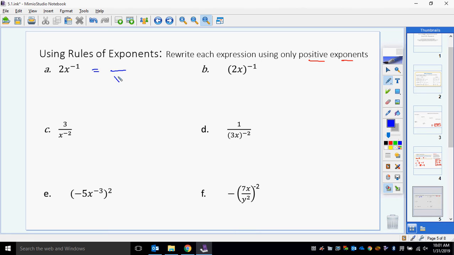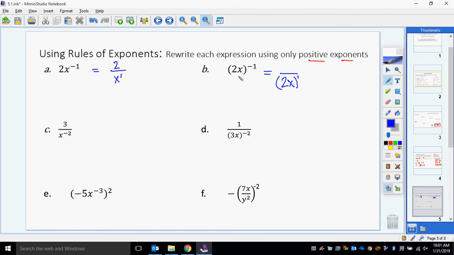that x goes in the denominator and that exponent changes positive. The 2 doesn't go in the denominator. He stays up top, because that negative isn't on him. But over here, the entire quantity 2x goes to the denominator and you change the exponent positive.